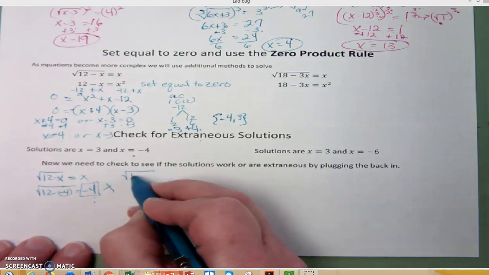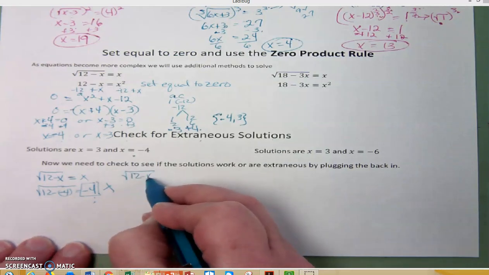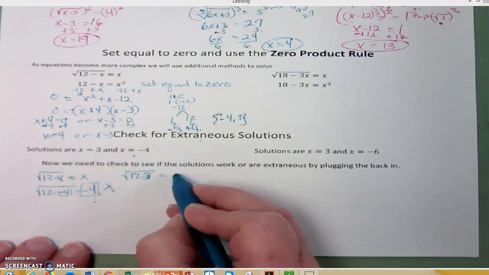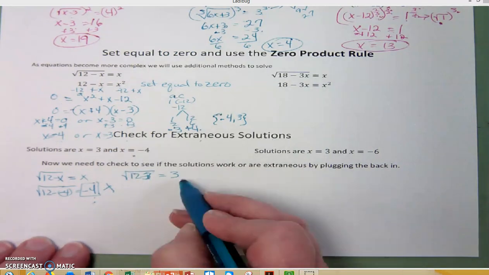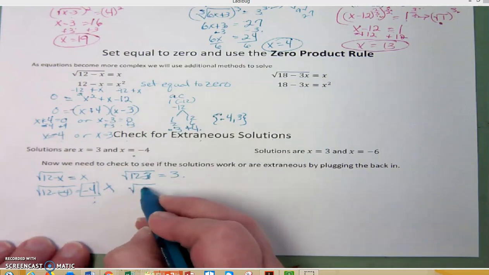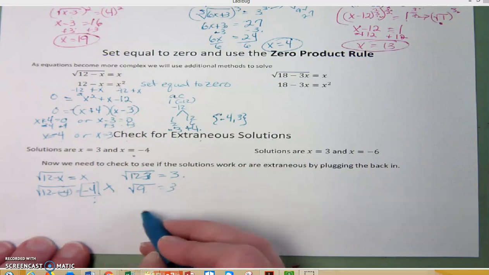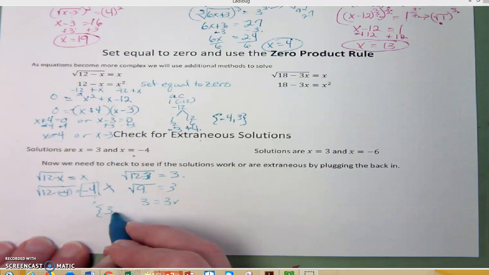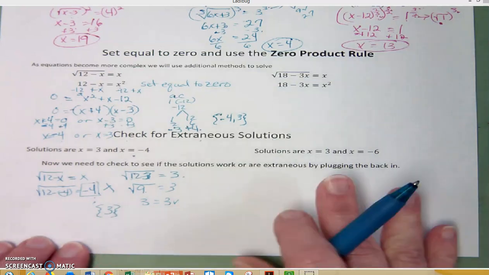But could I say square root of 12 minus x, where my other answer was 3. I'm going to just put 3 here, equals 3. Yes, this can be positive, but let's go ahead and work this out. This would be 12 minus 3 is 9. Square root of 9 is 3. So the only solution that is valid is 3.